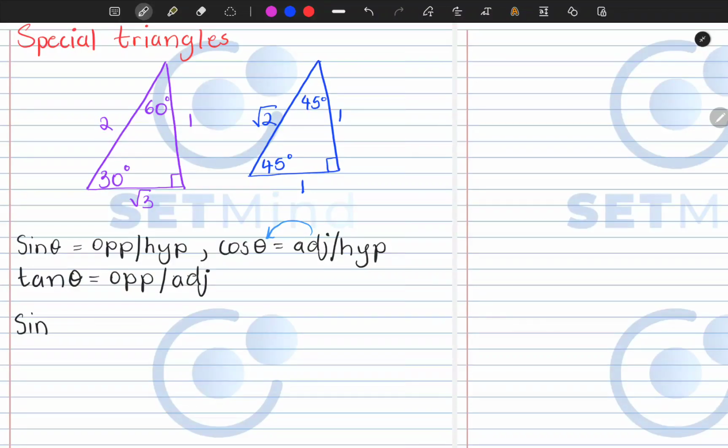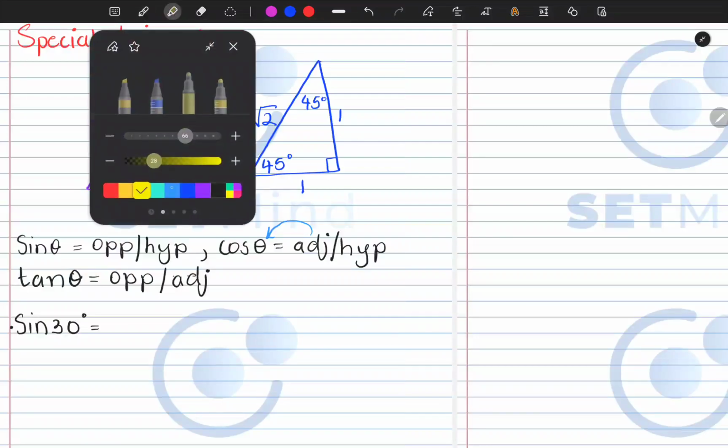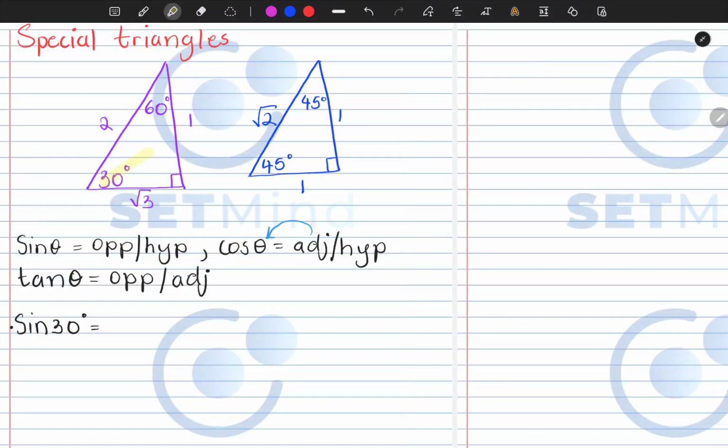So sine of 30 degrees will just be equal to, sine is given by opposite, so the angle is 30. Opposite to 30 is 1, and then the hypotenuse is 2. Done with that. Now let's have a look at sine of 60. What is the opposite side to 60? It is square root 3. And our hypotenuse is 2.